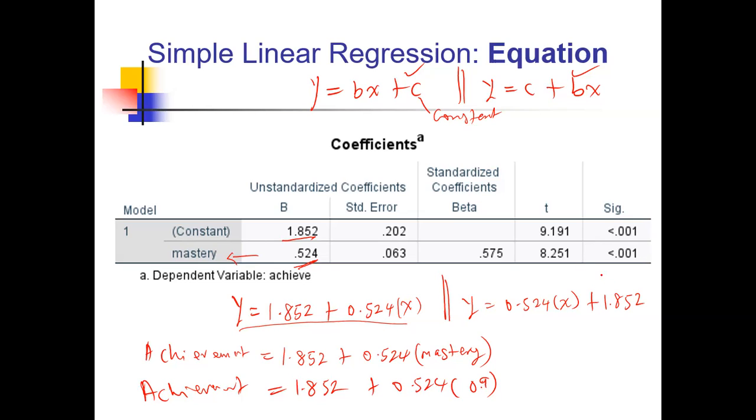Okay, so this will be a simple exercise. You also will need to do that on the homework. Yeah, so that is that. Any question on that? Okay, the next important thing is how do you interpret these values? How do you interpret the constant, and how do you interpret mastery in this equation? I mean, the coefficient of mastery in this equation. Okay, so let's do that next.